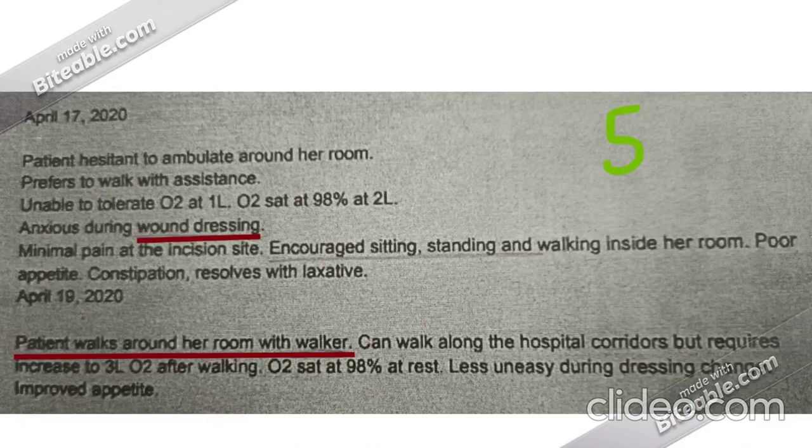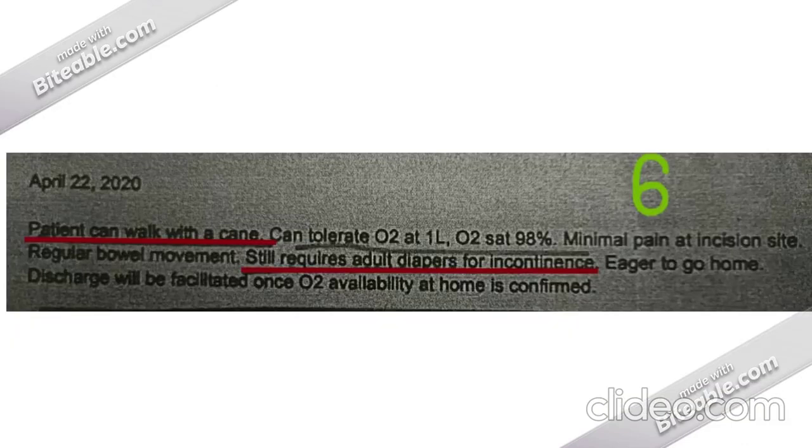This is what we are going to write as a sentence in the letter. April 17, you can see more or less the same things, but slowly progress will be there. Something like wound dressing is mentioned there, and the patient encouraged for sitting, standing, and walking all around the rooms. And you can see that the patient is now walking with the walker, walking along the hospital corridor, but still requires oxygen. April 22, 2020, you can see that the patient can walk with a cane now, but with the oxygen. Still requires adult diaper for incontinence. Eager to go home, discharge will be facilitated once oxygen availability at home is confirmed.